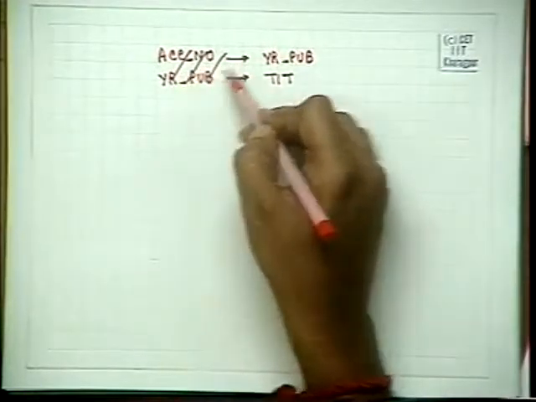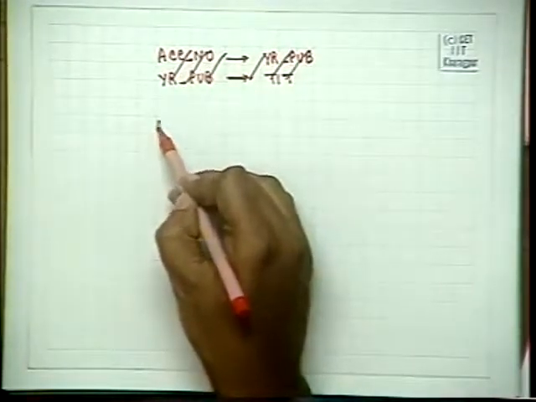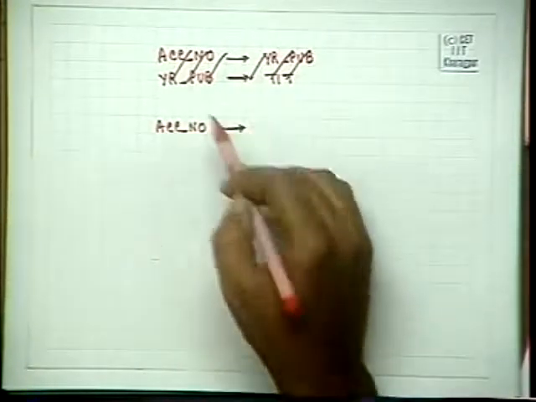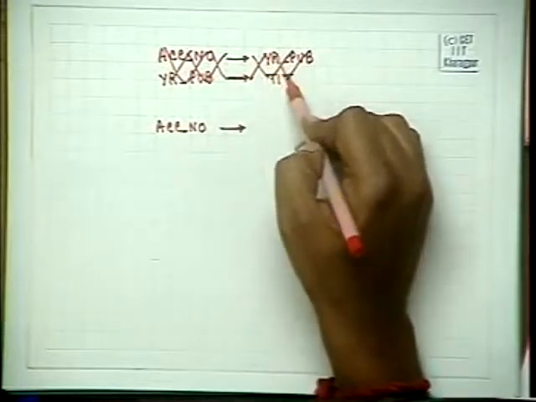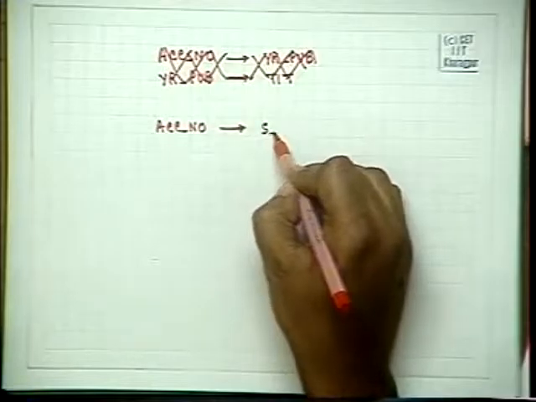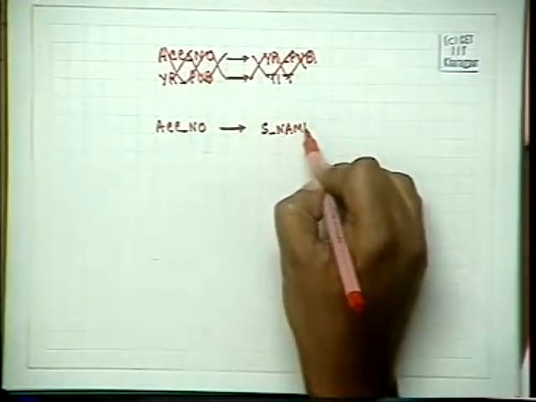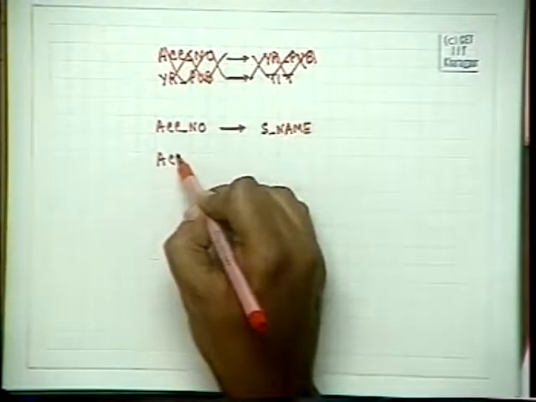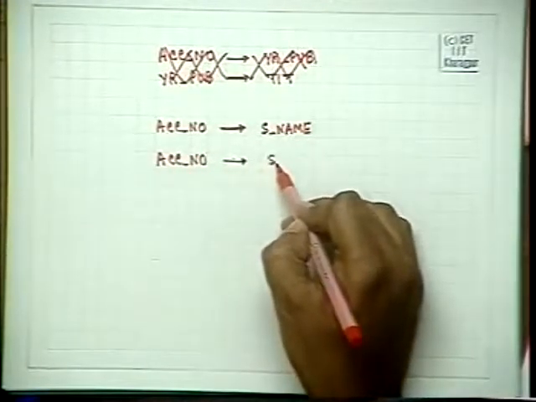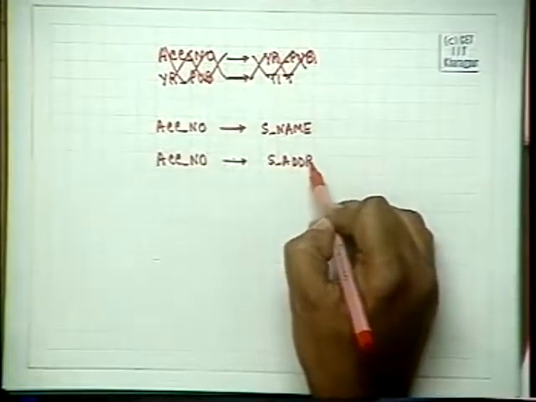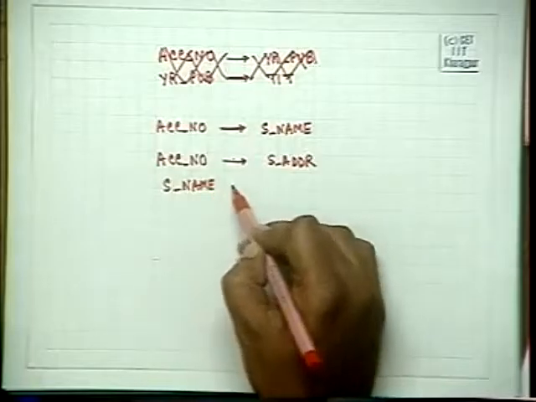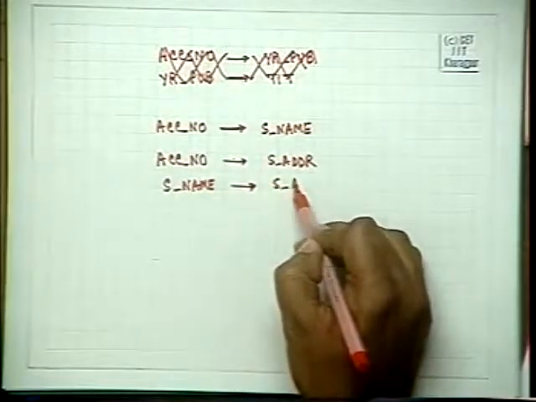Now suppose we have this one: accession number gives supplier name, accession number gives supplier address, and supplier name gives supplier address.